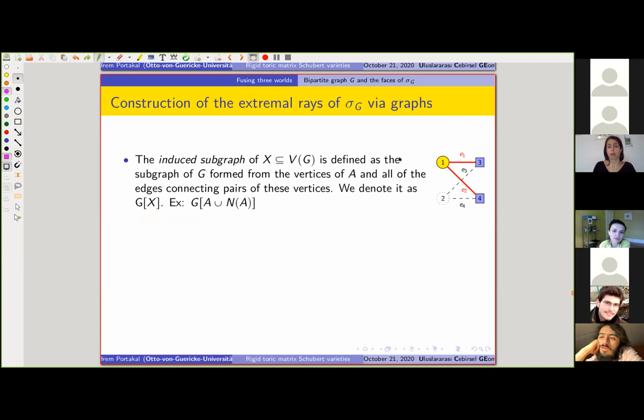Then induced subgraph, maybe you know all these graph objects, but for the people who never studied graph theory, an induced subgraph, written G of X where X is a subset of the vertex set, just means take these vertices and also take all the edges between them. So if I take 1, 3, 4, it's going to be this subgraph here.